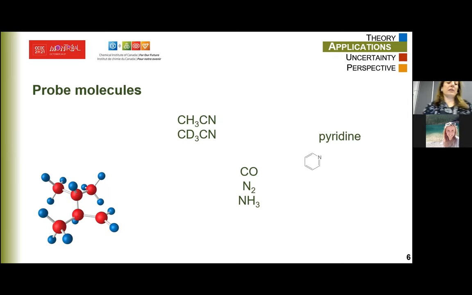This is just an example of the most common probe molecules used in IR spectroscopy. Pyridine and other basic molecules are used for the characterization of both Lewis and Bronsted active sites, because you can titrate a surface using these probe molecules and characterize the acid sites quite well. Also acetonitrile and deuterated acetonitrile are quite useful for the characterization of the acid properties of zeolites. There is a lot of work that uses probe molecules, not only for acid sites, but acid and basic sites are the most common studies.